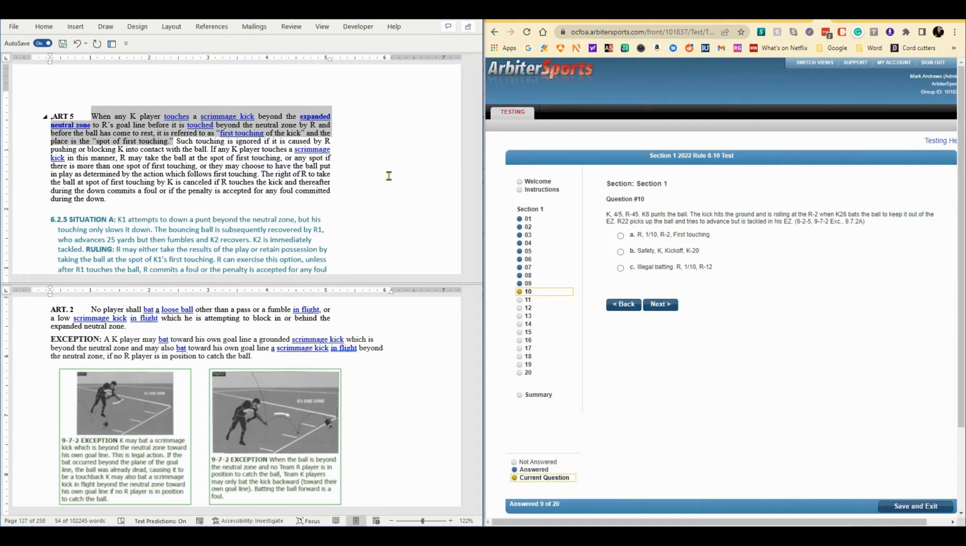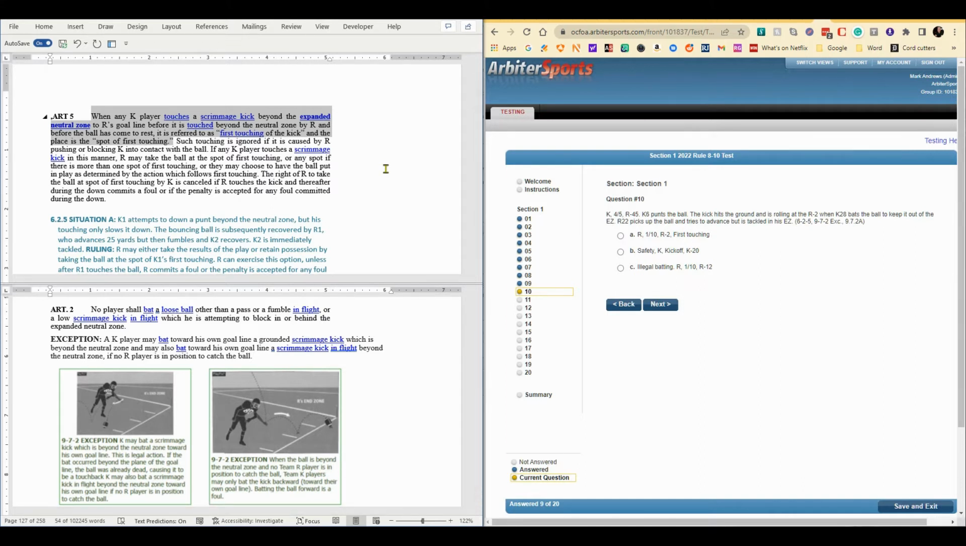It goes on to say such touching is ignored if it's caused by R's pushing or blocking K into contact with the ball, obviously. If any K player touches a scrimmage kick in this manner, R may take the ball at the spot of first touching, or any spot where there is more than one spot of first touching, or they may choose to have the ball put in play as determined by the action following the first touching. I'm not going to read the rest. Basically, it says if R fouls, they don't get to take the first touching. But R doesn't have a foul here, so we're not going to talk about that.